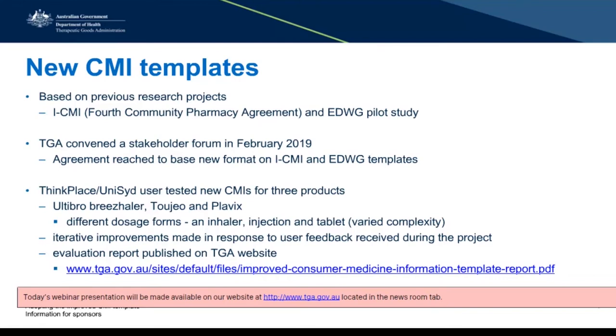These were specifically selected. They were all products that belonged to sponsors who had representatives on EdWig, so we had a bit of a head start in that regard. They were also selected very importantly because they were just different dosage forms, one being an inhaler, one being an injection, one being a tablet. And as a result of those different dosage forms, they had varied complexity. So we wanted to be able to test our new template in lots of different contexts.